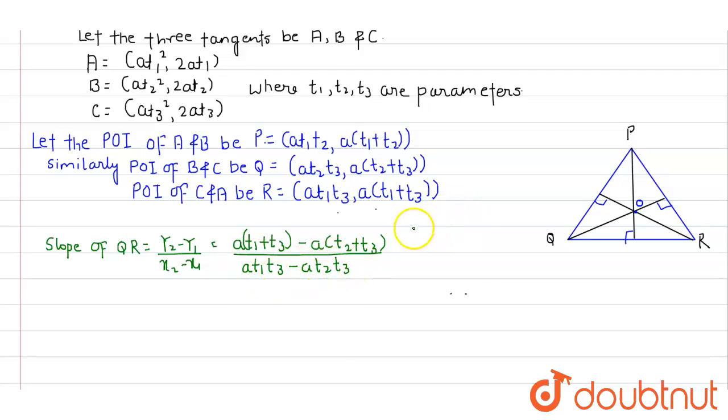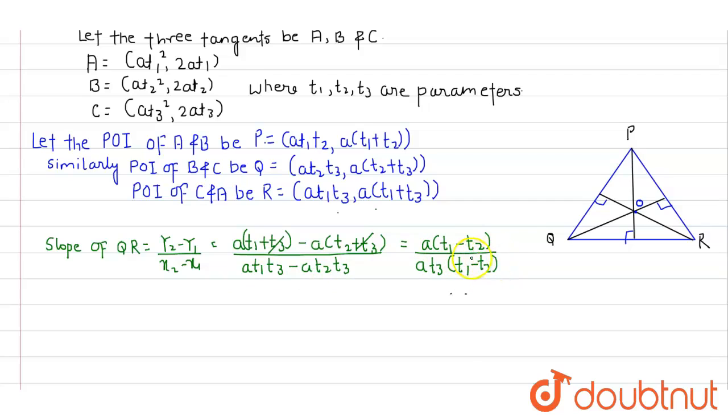So solving it further, what we'll get? You see, the a t3 plus and minus a t3 will cancel. So we are just left with a t1 minus a t2, that is a(t1 − t2). And in the denominator, what is common here? a t3 is common, and we are left with (t1 − t2).